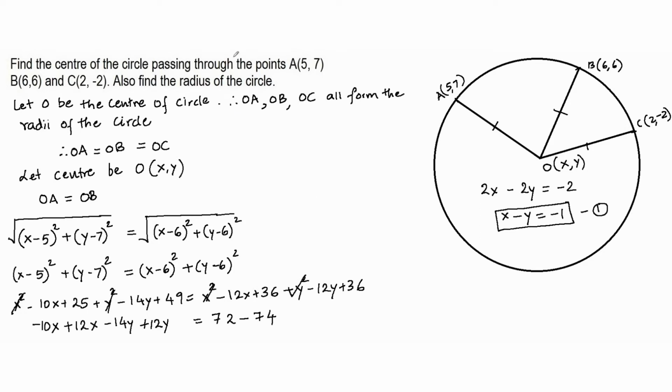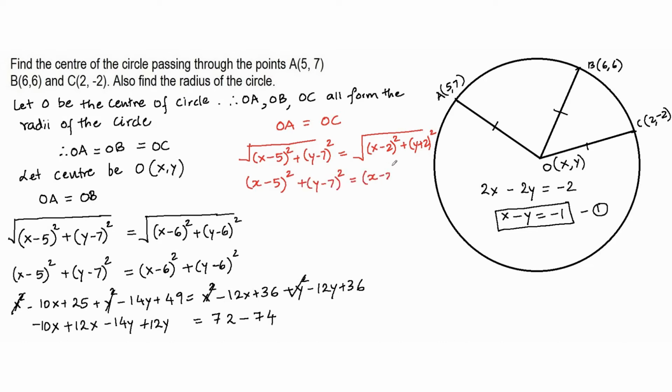Now to build the second equation, what I can do is I can take either OB equals OC or OA equals OC. Anything should be fine. So I pick OA is equal to OC. Now OA again is going to be under root of x minus 5 the whole square plus y minus 7 the whole square equals OC is going to be under root of x minus 2 the whole square plus y plus 2 the whole square. Squaring both sides, I get x minus 5 the whole square plus y minus 7 the whole square is equal to x minus 2 the whole square plus y plus 2 the whole square.